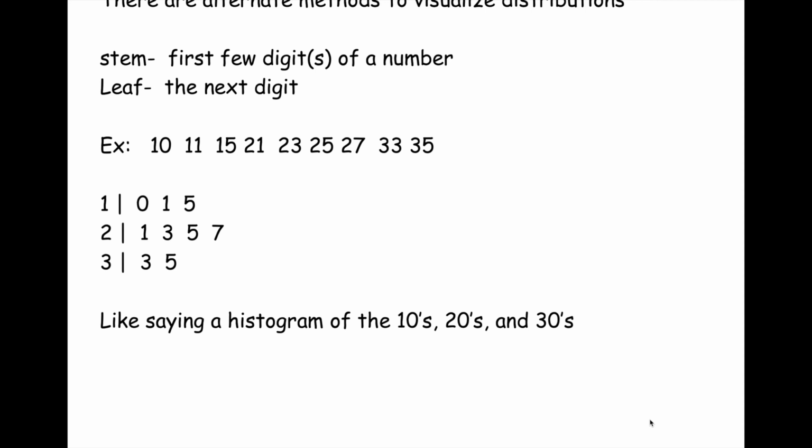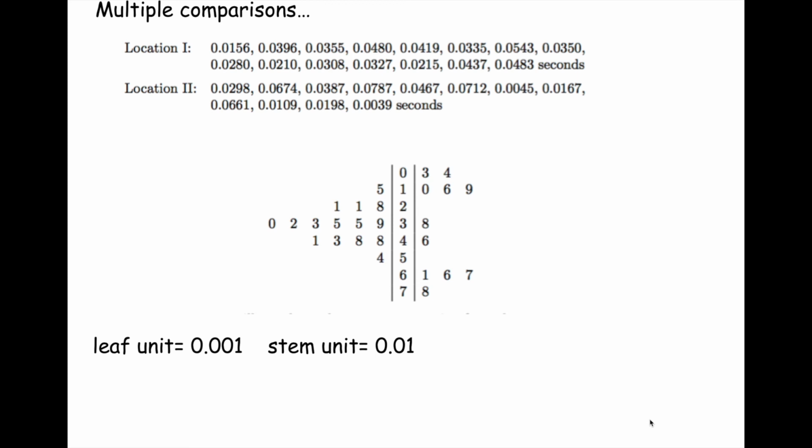All right. So we can also do this. It's like saying you have a histogram of 10s, 20s, and 30s. So you can also do this to make multiple comparisons. In this particular example, we have two sets of measurements, one associated with the first location, one associated with a second location. And so in this leaf and stem, they're comparing those two systems of measurements. The first location is everything on the left-hand side, your left, and the second location is everything on the right-hand side, your right. Now the stem is the 1/100th place, and the leaf is the 1/1,000th place.